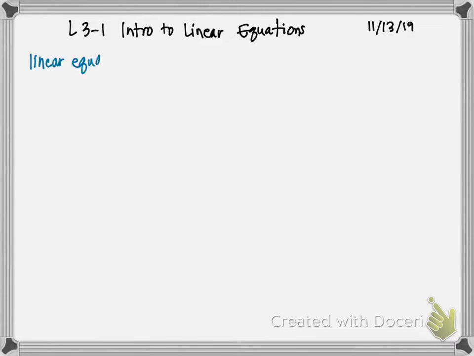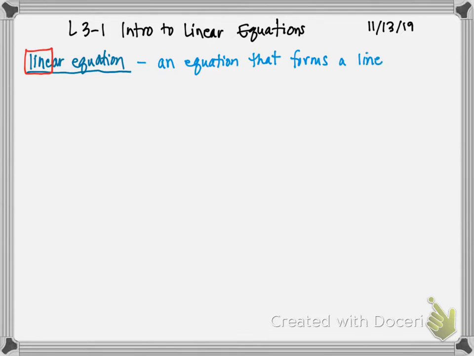If you look at the beginning of the word linear equation, what word do you see? Yeah. So if you have a linear equation, that means you are going to get a line of some sort. So it's an equation that forms a line when graphed.